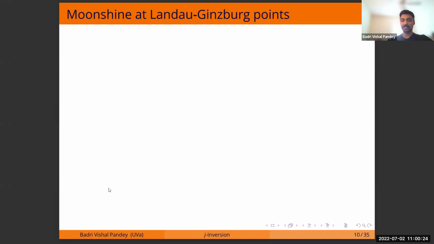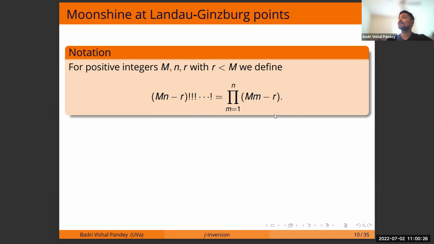Okay, so what is this conjecture that they gave? For that, we need this notation. I don't know the exact word for this, but it is simply the following: m n minus r. You have three positive integers, m, n, and r, and assume that r is less than m, so that this doesn't become negative. This is like a factorial, but you are not looking at consecutive terms. You are looking at consecutive terms in an arithmetic progression, and you multiply them together, you get something like this.